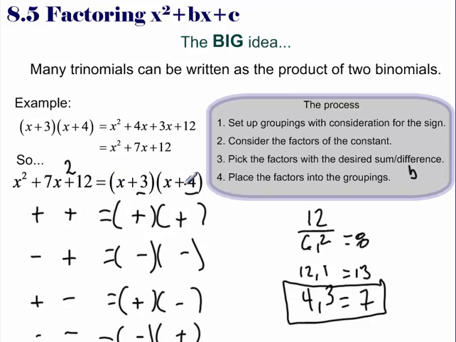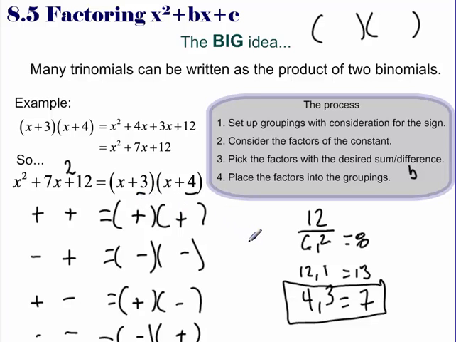So let's rethink this just real quick. First thing I have to do is set up the groupings with consideration of the sign, which means you automatically write this. And then what are my signs? Are they both positive? Are they both negative? Is one positive and one negative? Remember, check the second sign first. If the second sign is negative, then we're done. I know my groupings are positive and negative, and I can write them either way. It doesn't matter. If the second sign is positive, then I have to check it one step further.